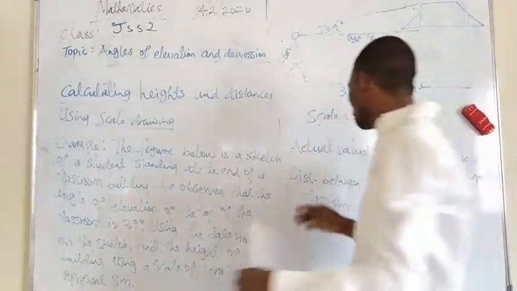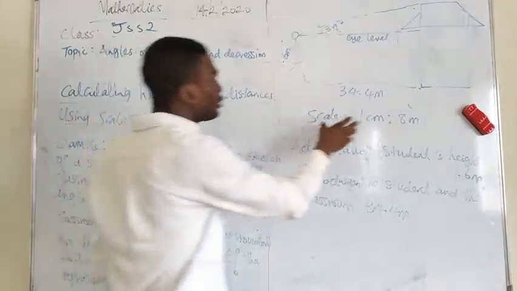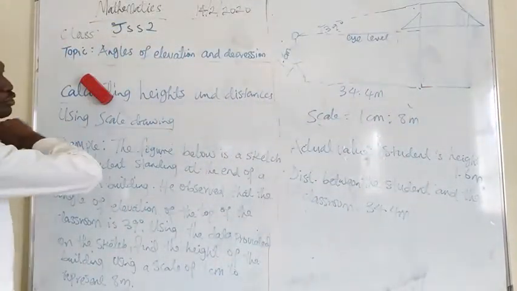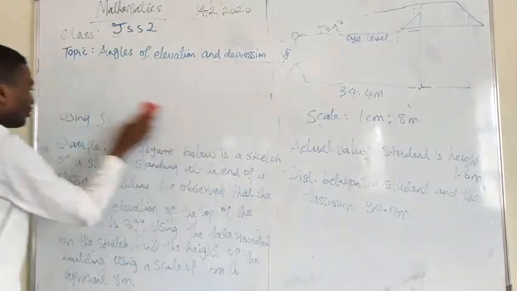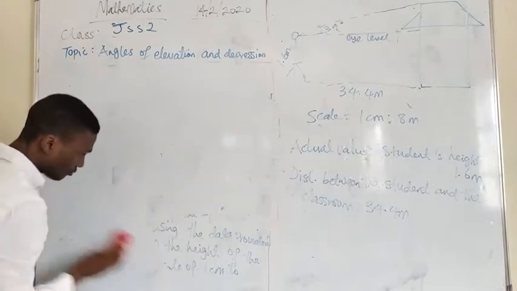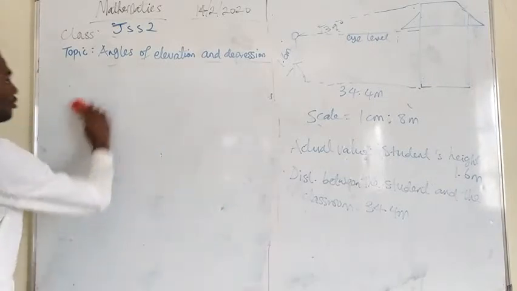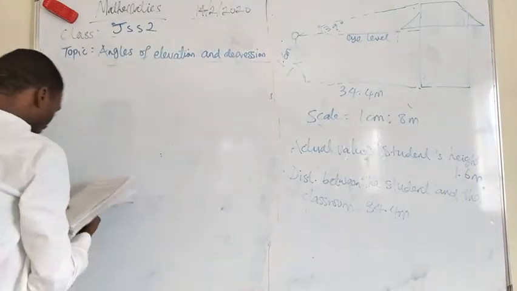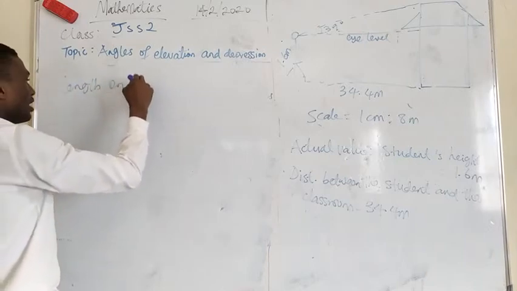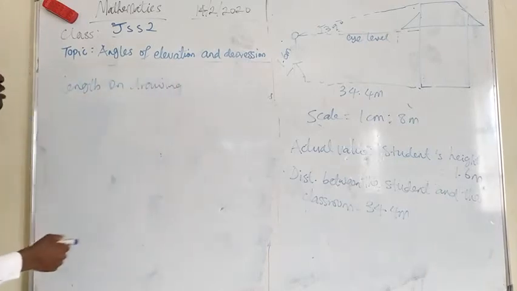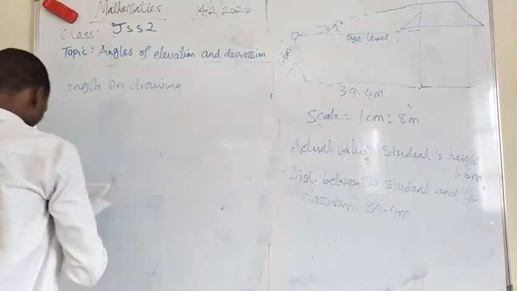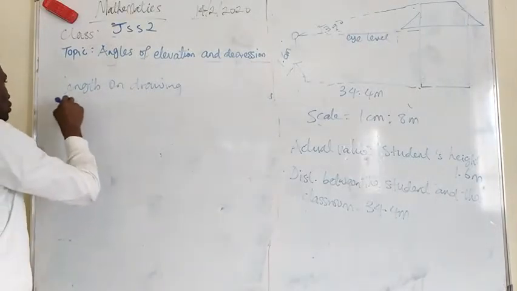We will now look at the length on drawing from our scale. I told us that for each 1 cm we draw on the board, it was 8 meters of the actual value. So we now look at the length on drawing. The student height we are told is 1.6 meters. So for the length on drawing, since the student height is 1.6 meters, for us to get the size on the board, that's the length on the board, we now use our scale.